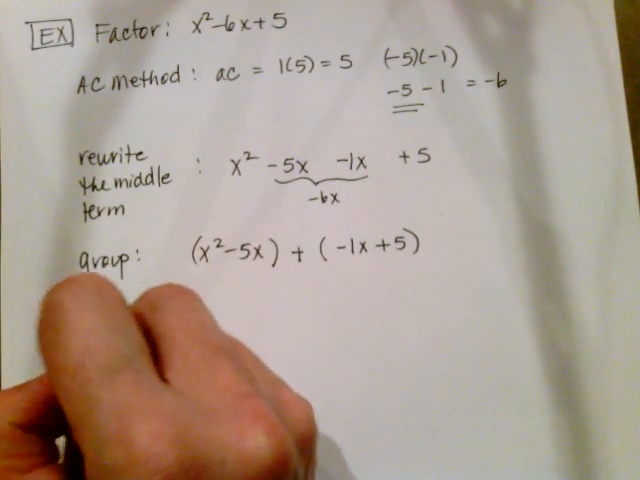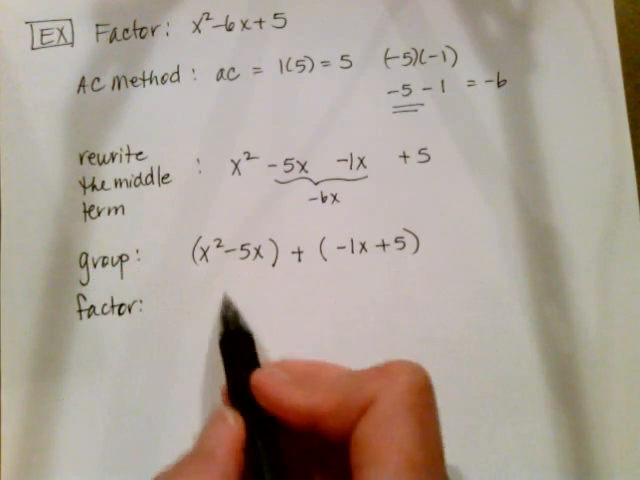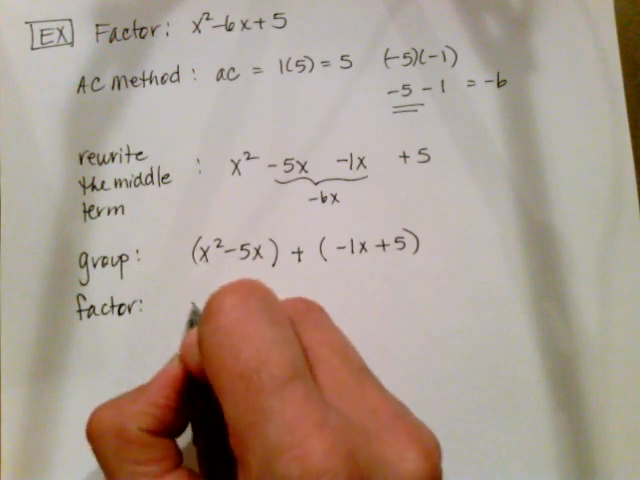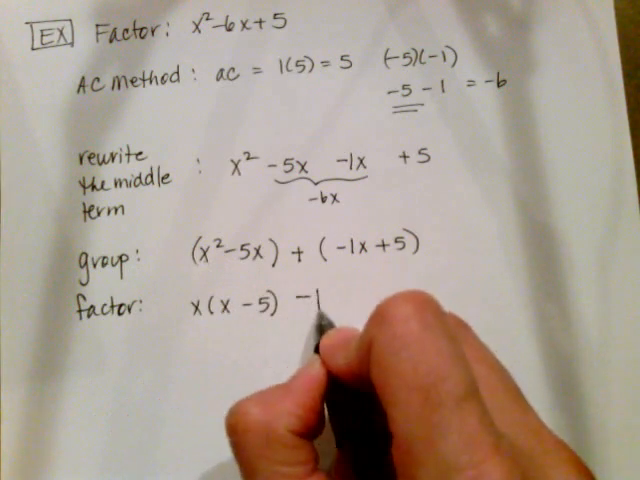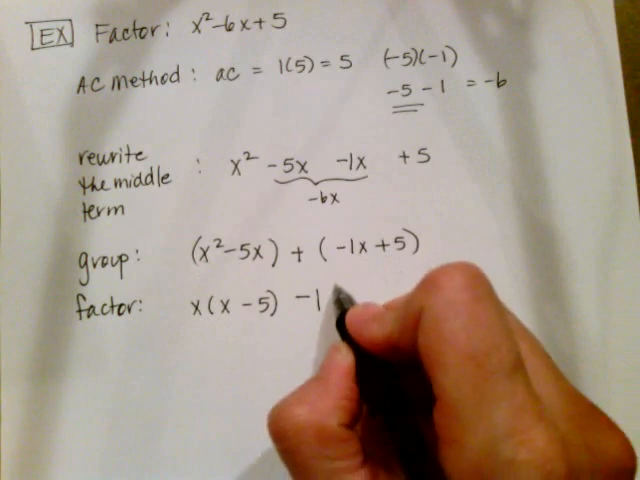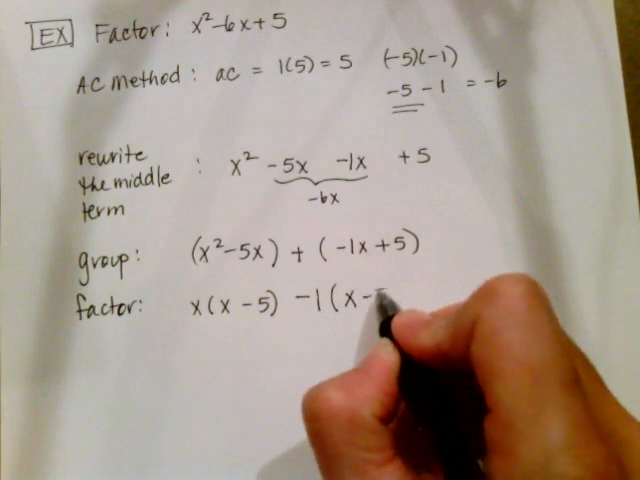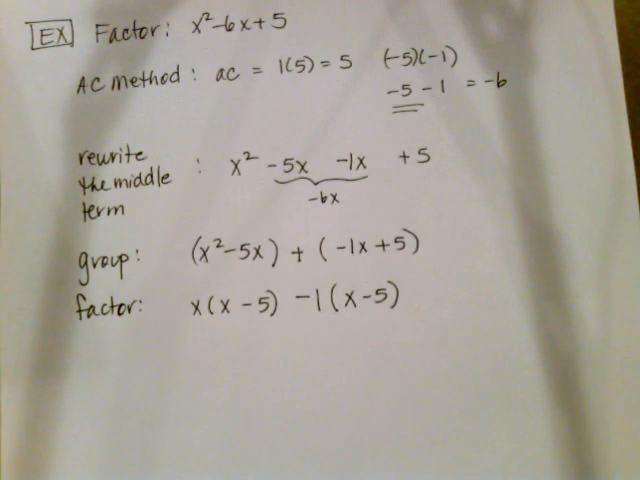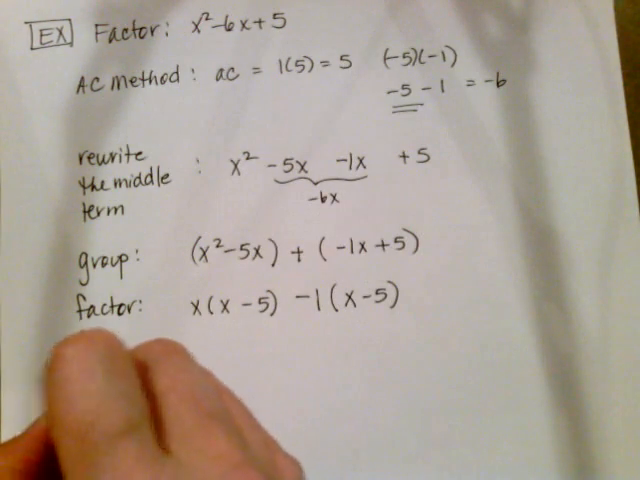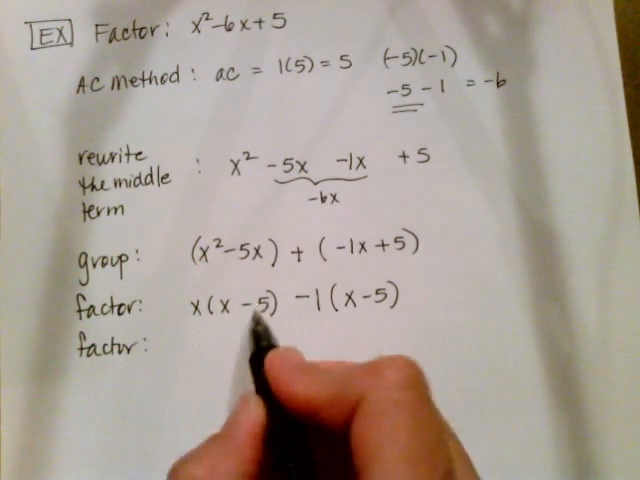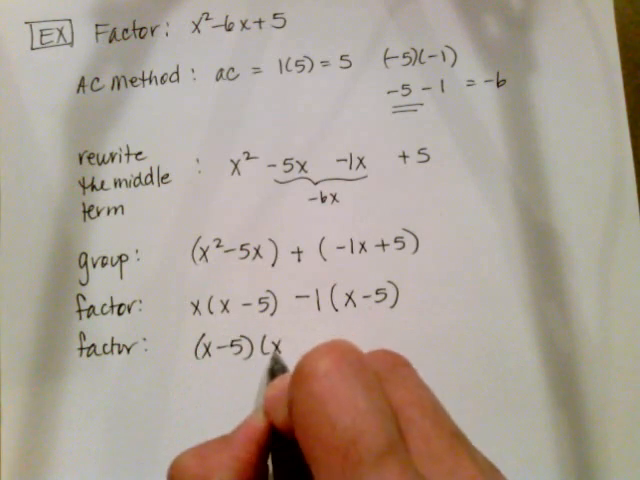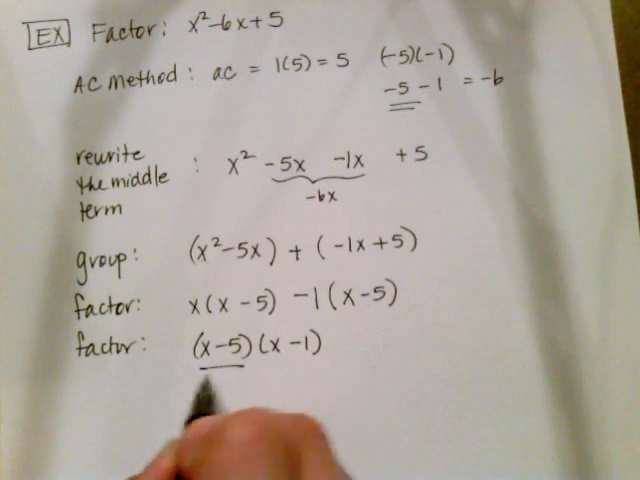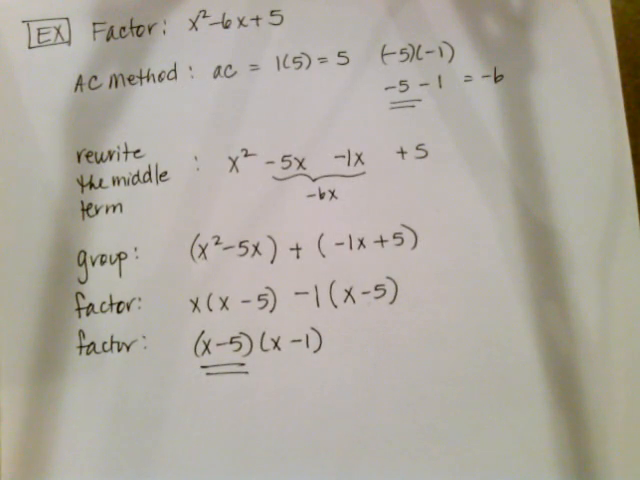Now I'm going to factor. I'm going to do this a couple of times. These two terms both have an x in common, and I'm going to get x minus 5. I'm going to take out a -1 in this one, which changes the signs, x minus 5. Okay, now I'm going to factor one more time. They have an x minus 5 in common, and I'm going to be left with an x minus 1, and then you're done. Okay, it's kind of a cool method.